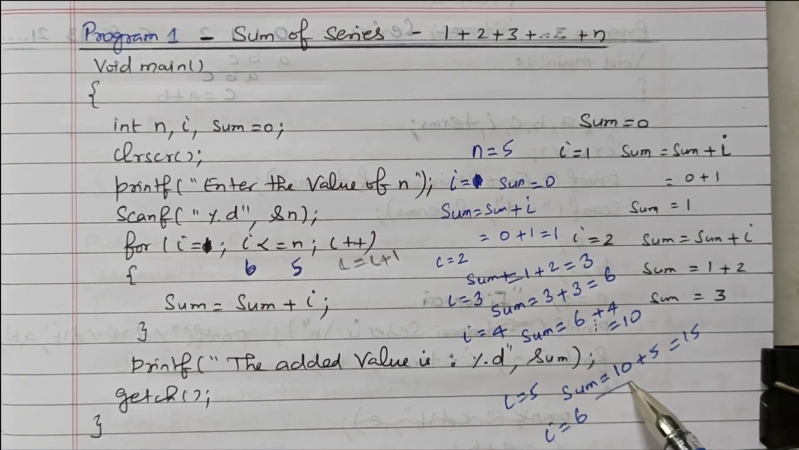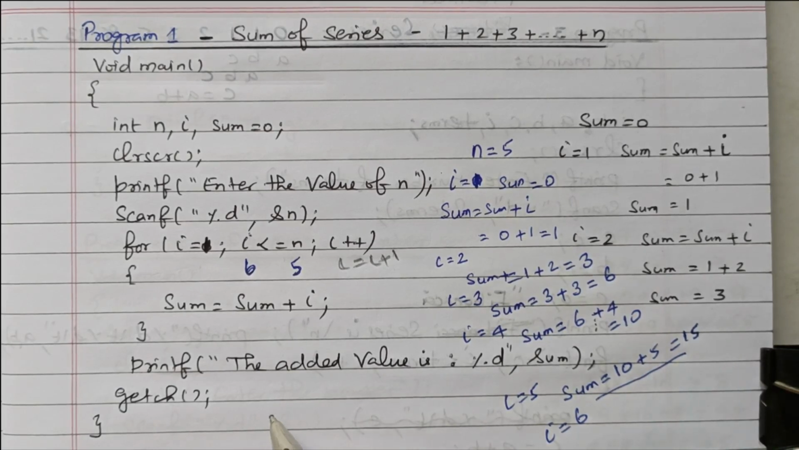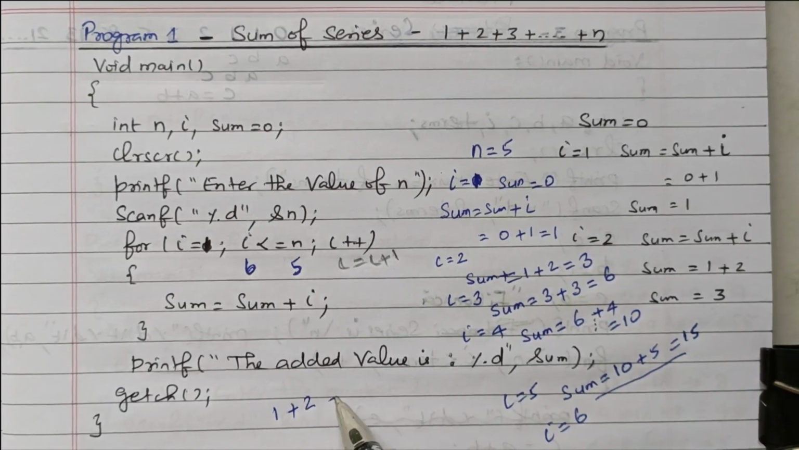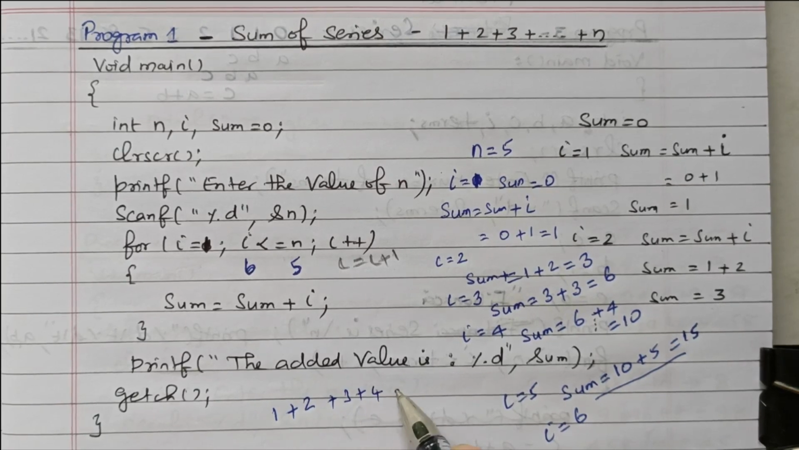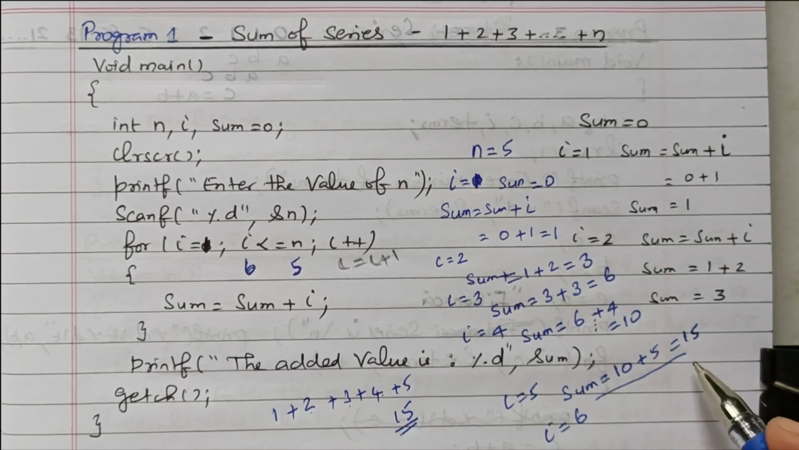So it will execute it up to this. See, the sum value is 15. Now we'll verify that. 1 plus 2 plus 3 plus 4 plus 5. Right. So 1 plus 2, 3. 3 plus 3, 6. 6 plus 4, 10. 10 plus 5, 15. So this is our required answer. So we got the required answer.